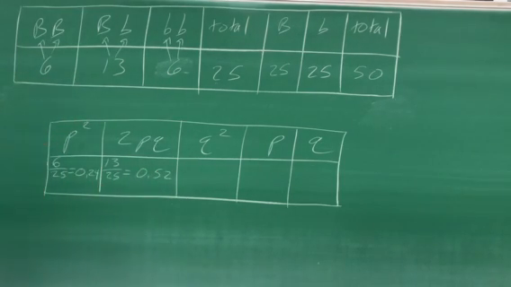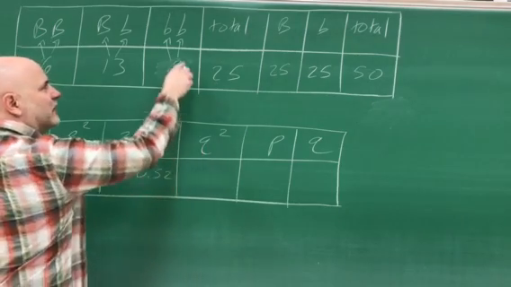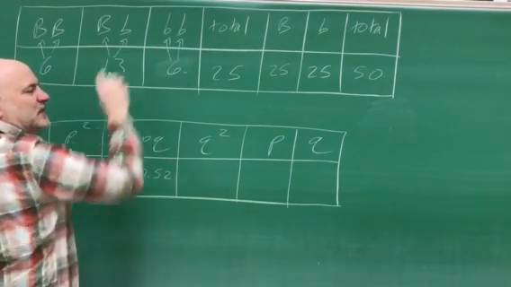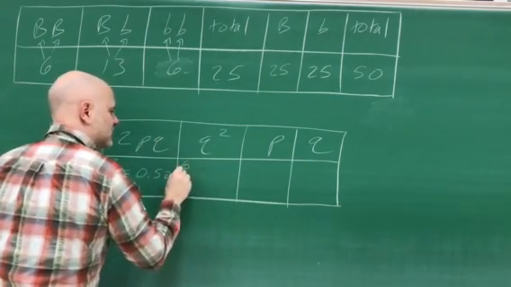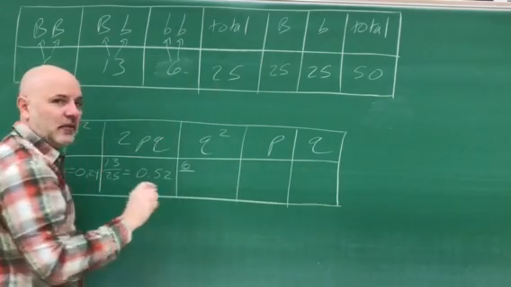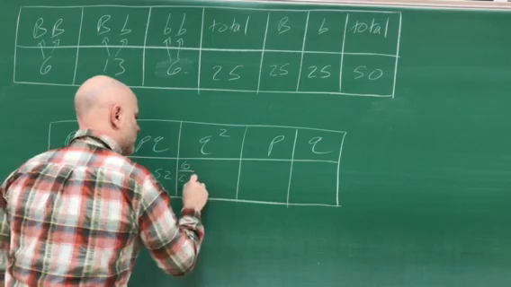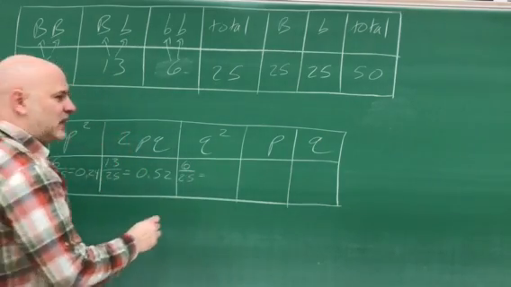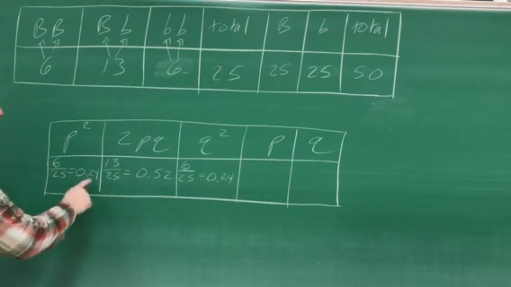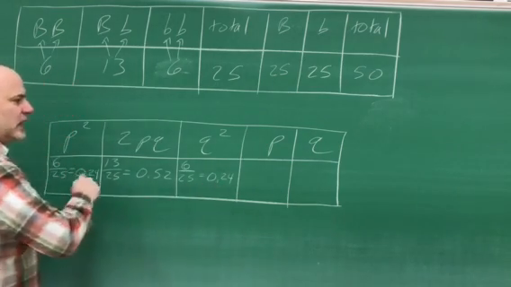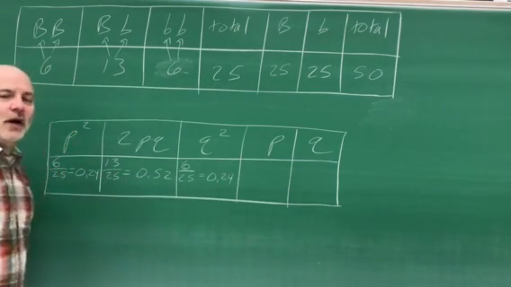All right? So over here, q squared is the frequency of the homozygous recessive individuals in the population. So you're going to take the number of individuals that are homozygous recessive and divide it by the total number of individuals in the population, which is 25 again, and 6 divided by 25 equals 0.24. Now once again, these three numbers should equal 100% or 1.